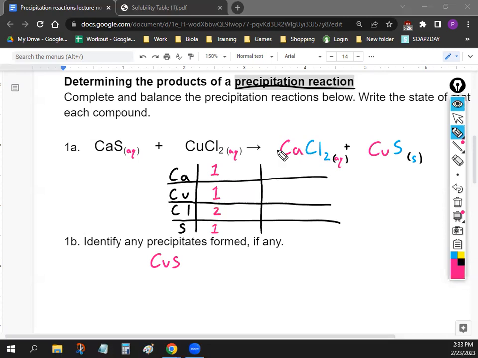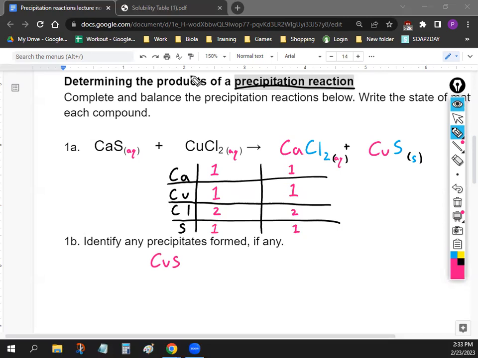Okay. Now we're going to go to the right side and count them up. How many Ca's are on the right side? 1. How many Cu's? 1. How many Cl's? 2. And how many S's? Yeah, 1. There's no number behind it. It's an S. Yeah, the parentheses ones aren't numbers. So if we take a look at this, is it balanced? Yes. So this equation is perfect the way it is.